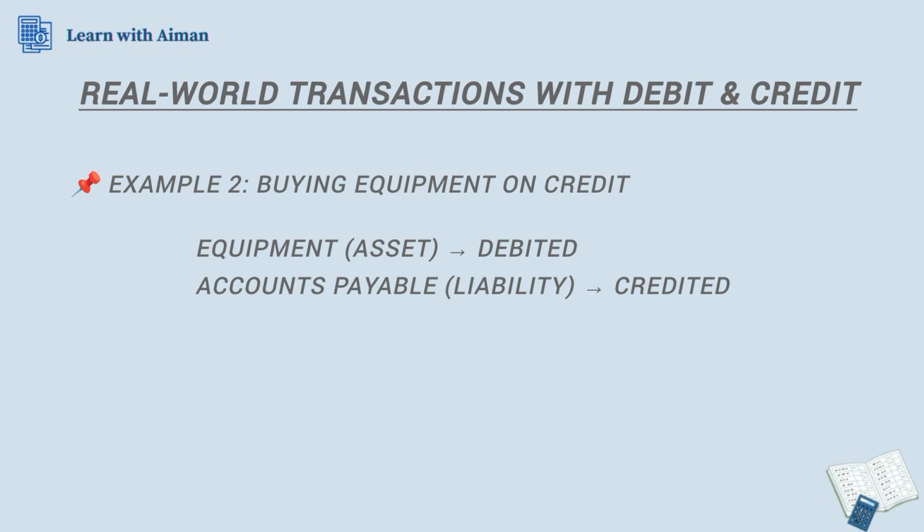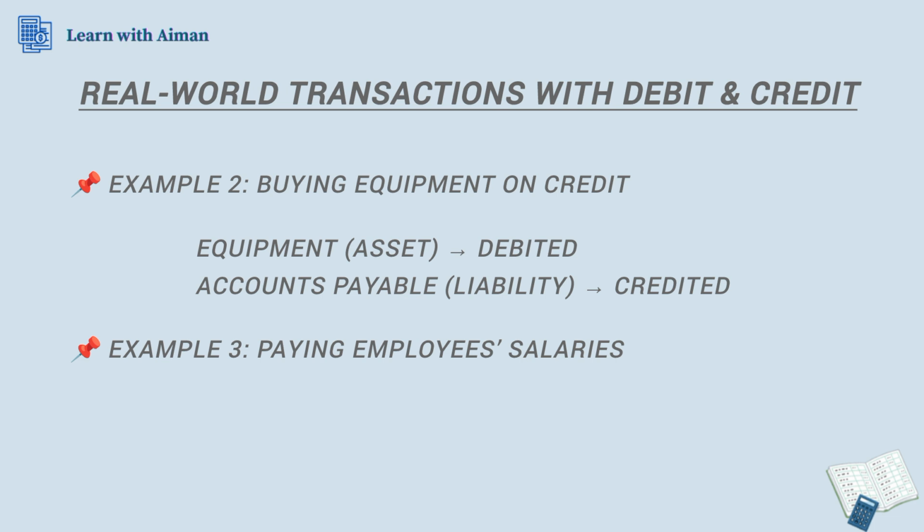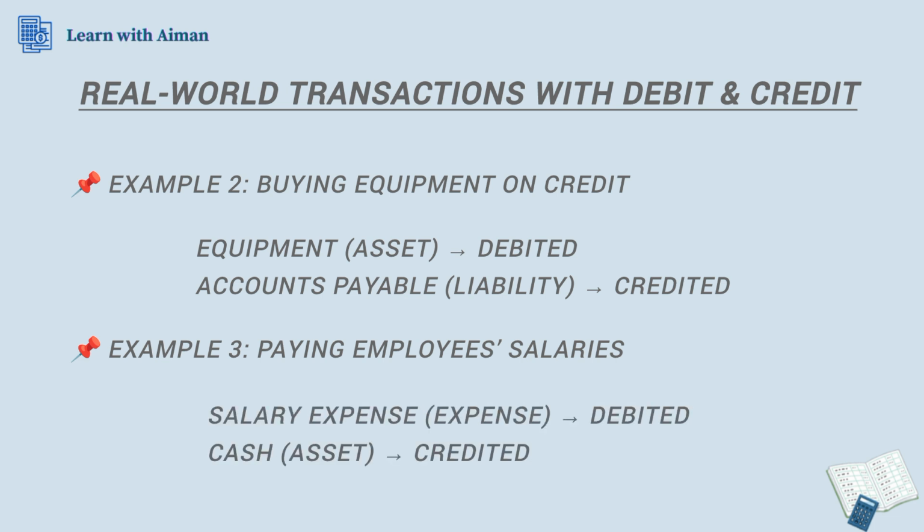Accounts payable is a liability, so it's credited. Example number 3, paying employees salaries. Salary expense is an expense, so we put it into our debit side, and cash, an asset, we put into our credit side.